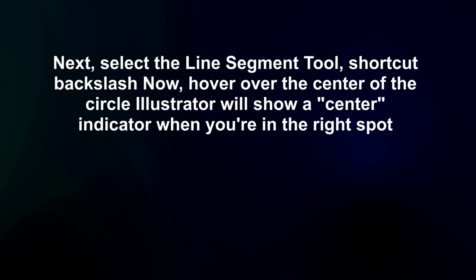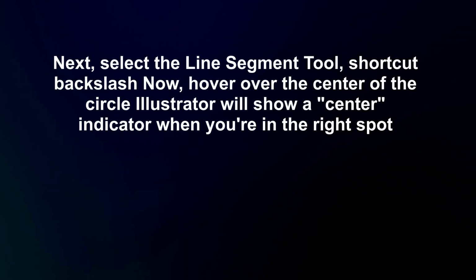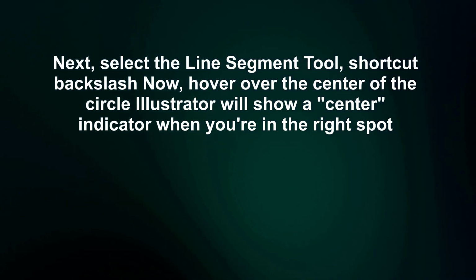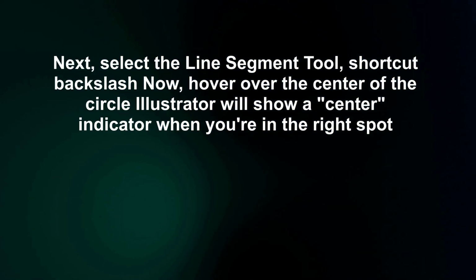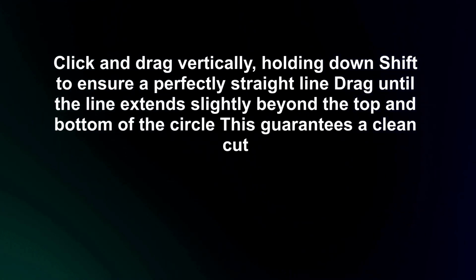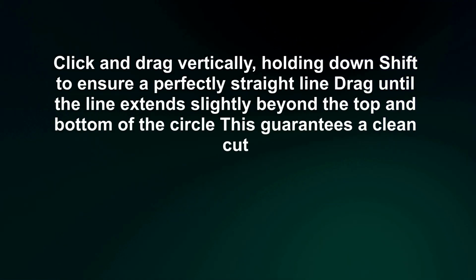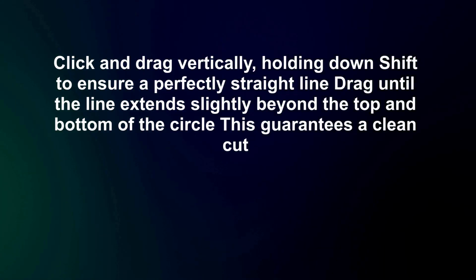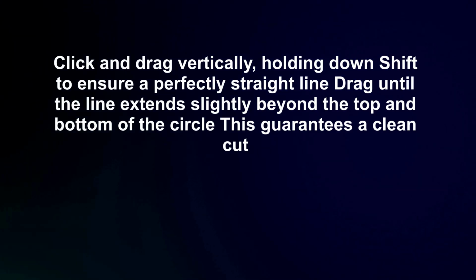Next, select the Line Segment tool, shortcut backslash. Now, hover over the center of the circle. Illustrator will show a center indicator when you're in the right spot. Click and drag vertically, holding down Shift to ensure a perfectly straight line. Drag until the line extends slightly beyond the top and bottom of the circle. This guarantees a clean cut.